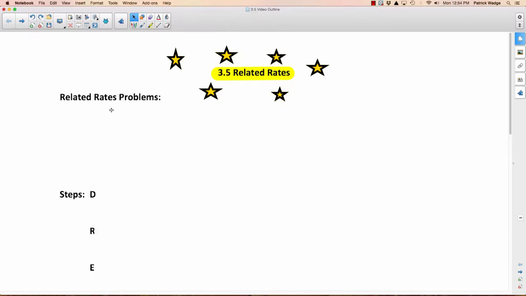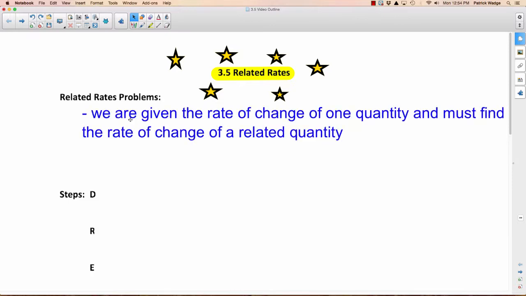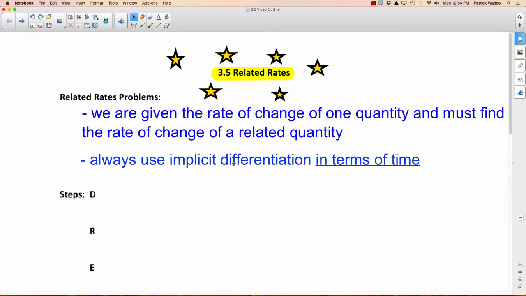So these are word problems, related rates problems, and here's a few things about them. What's going to happen is we're going to be given the rate of change of one quantity, and we must find the rate of change of a related quantity. And we're always going to use implicit differentiation in terms of time. Okay, it's always going to be in terms of time.